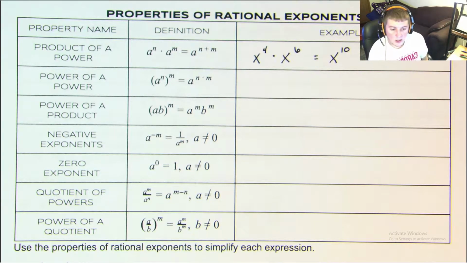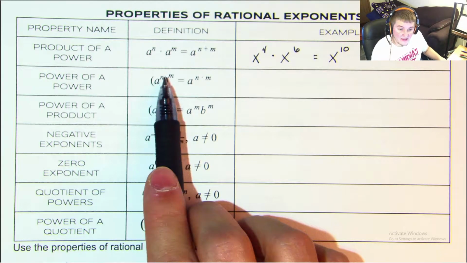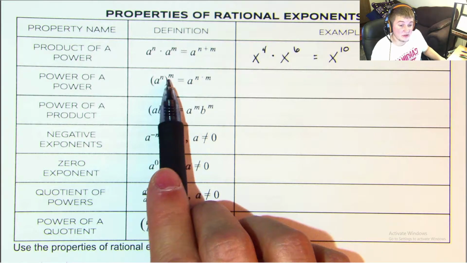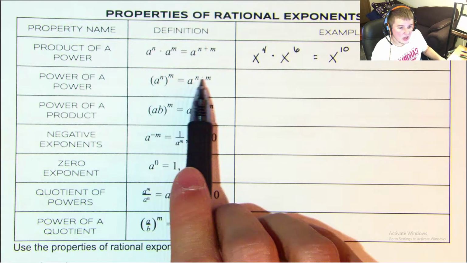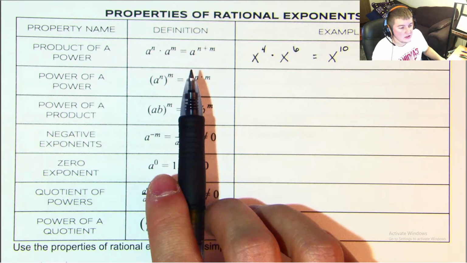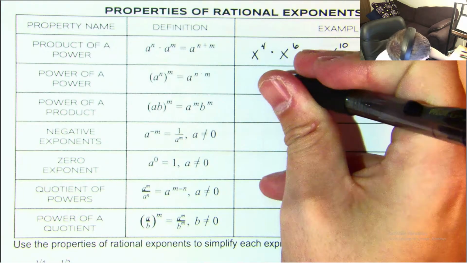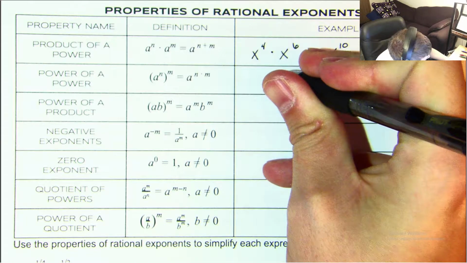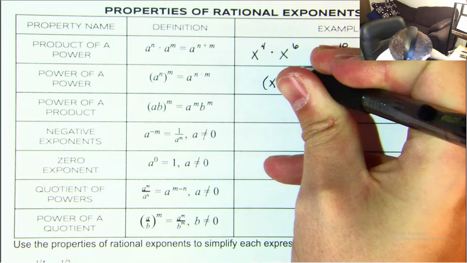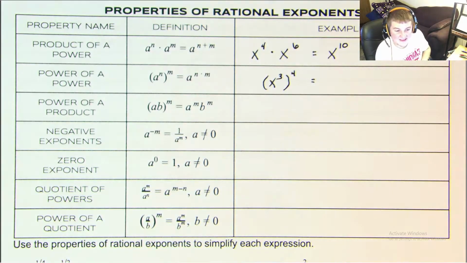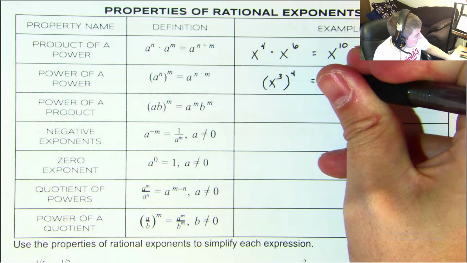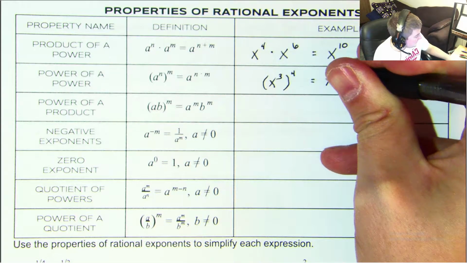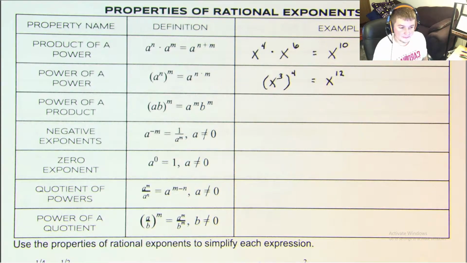Okay, so what about if I have a power to a power? If I have a base raised to an exponent, and then that entire thing, you can see it in parentheses, being raised to a second exponent, you can just multiply those powers together, and you're going to get your result. So, for example, if I had x to the third power, and I'm raising that to the fourth power, well, that is going to be x to the 12th power.